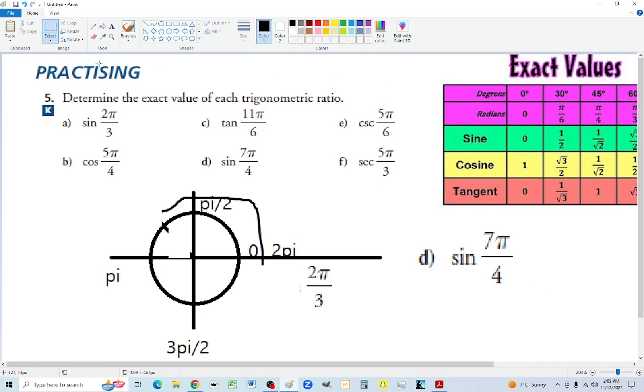Okay, continuing. 7 pi over 4 is almost 8 pi over 4. So 8 pi over 4 would be all the way around. It would be 2 pi. But we're short a quarter pi. So that means the acute angle that we're talking about is pi over 4, right in here. So again, we're talking about 45. We're in this area. So that means only cosine is positive.